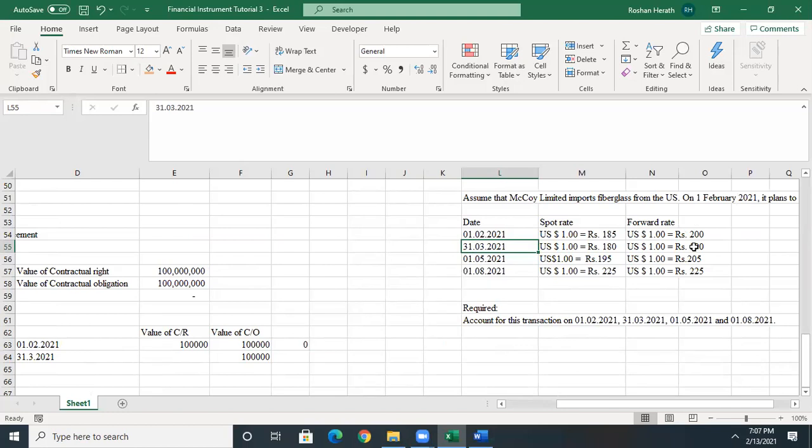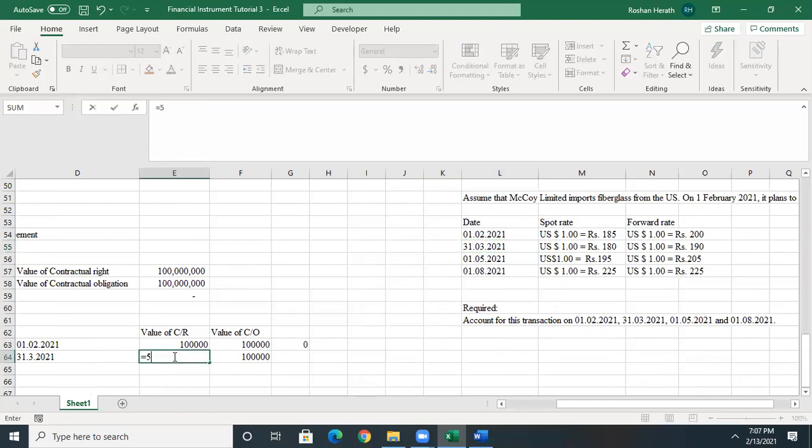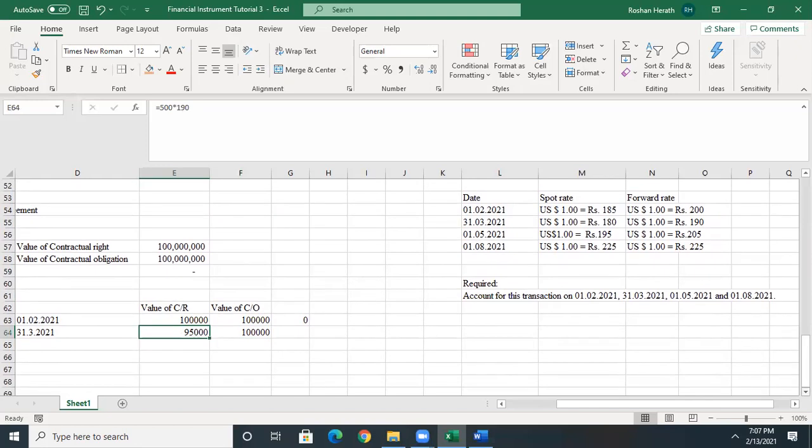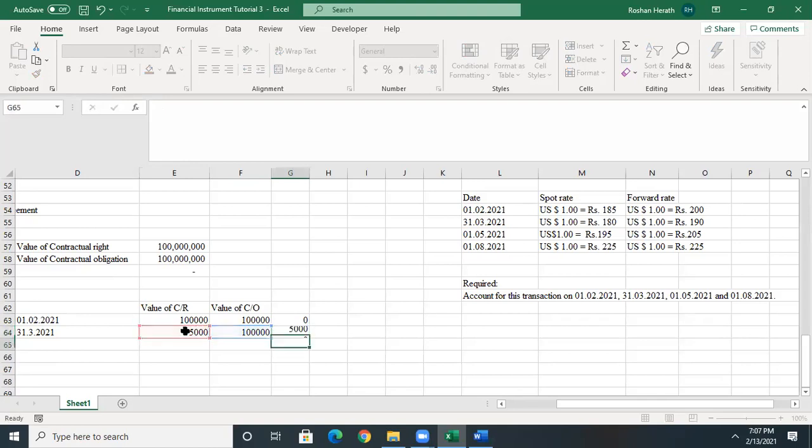Hence, what is the value of your contractual right? The value is now going to be 500 into 190. It's just 95,000. Now the obligation is greater than the right. Is it something favorable or unfavorable to you? If your right is less than the obligation, then it is an unfavorable scenario. So you can see there's a loss of 5,000.